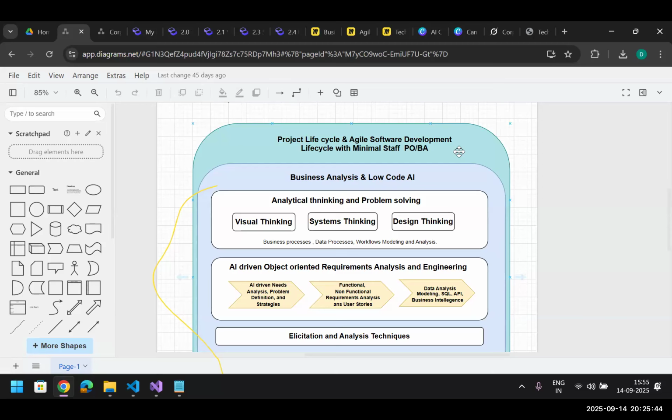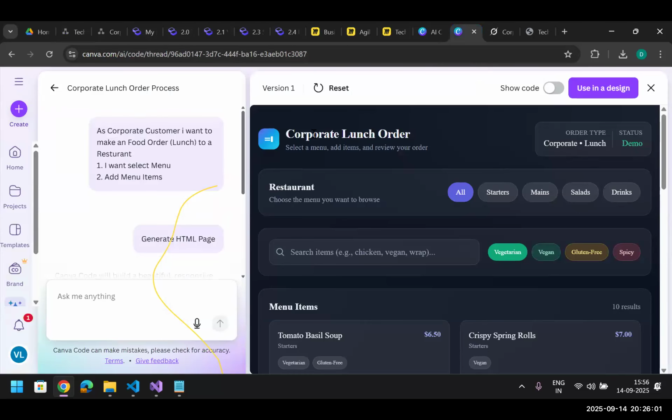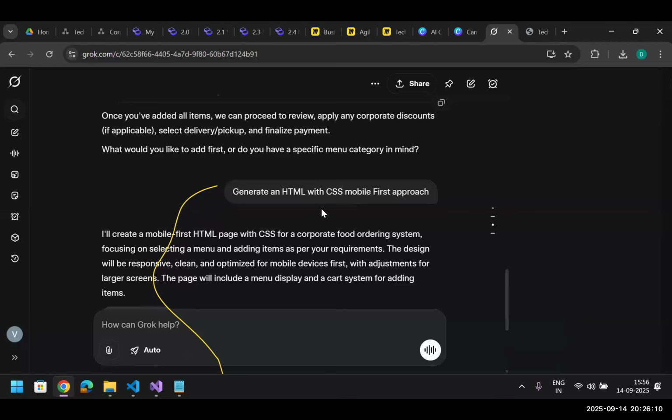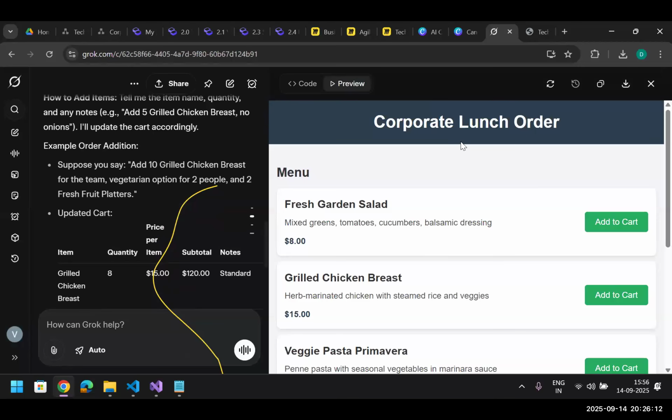Do you believe that? This is the change which is driving the demand for the BA, right? That's why today we have a lot of tools available in the market, like low code. Low code means what I just showcased. These are low code tools. There are many tools. Even if you look at Grok also, it automatically generates similar kinds of things, like a corporate lunch order.